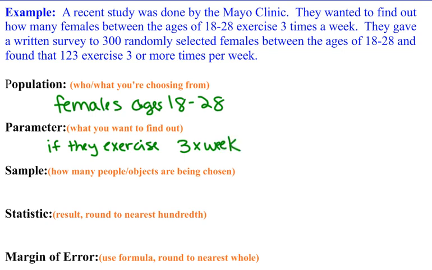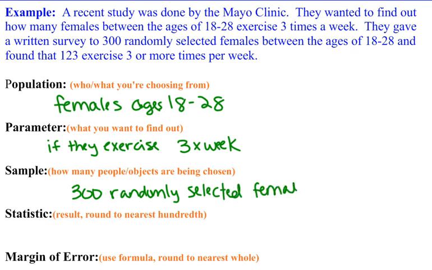Sample. How many people are being chosen? So our sample was 300 randomly selected females aged 18 to 28.